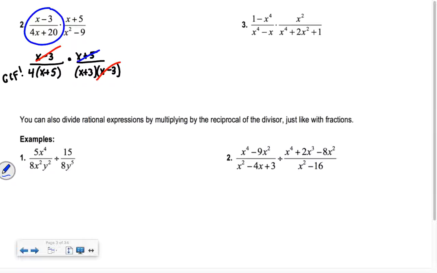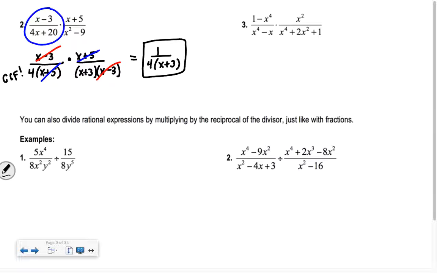We have x plus 5 and x plus 5. Those cancel. Anything else? No, I've canceled everything on the top. Do I write 0? No, I write 1, just like fractions, right? Just like when you multiply fractions, if everything canceled on top, we write a 1. So I have 1 over 4 times x plus 3. And I would just leave it like that.